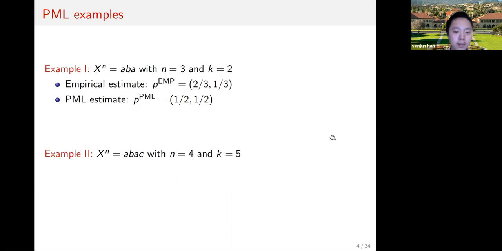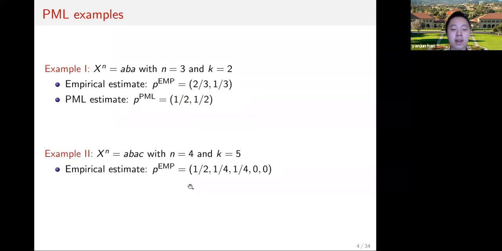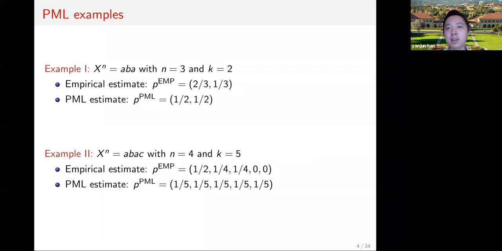And for this example, the empirical estimate will assign probability 1/2 to symbol A, probability 1/4 to symbols B and C, and zero probability to the rest of them. However, it turns out that the PML estimate for this example is still the uniform distribution over all 5 different elements. So still very different from the empirical estimate. And this distribution gives the highest likelihood of observing such a profile.